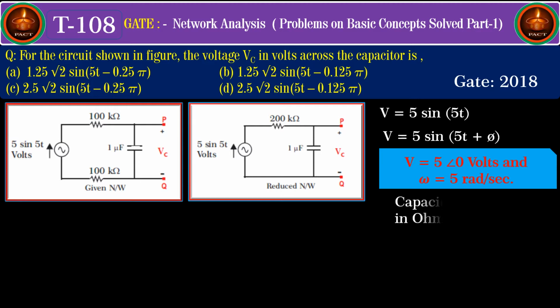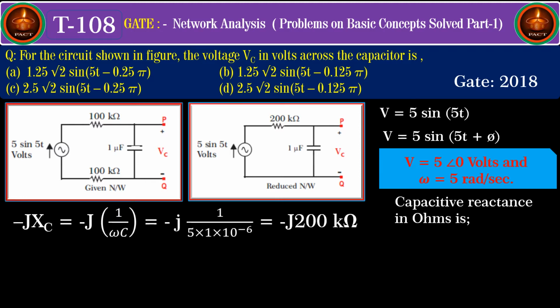So once we know omega, we can find the capacitive reactance in ohms. It is very easy. We know minus jXc is equal to minus j into 1 divided by omega C, and by substituting the values and solving we get minus jXc is equal to minus j200K. Now once we know the resistance and the capacitive reactance, the circuit is very simple. So straight away we can write the equation for Vc.